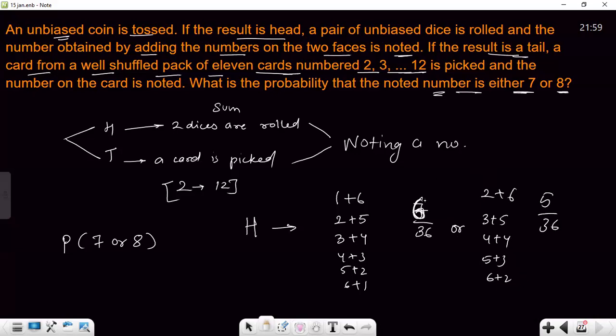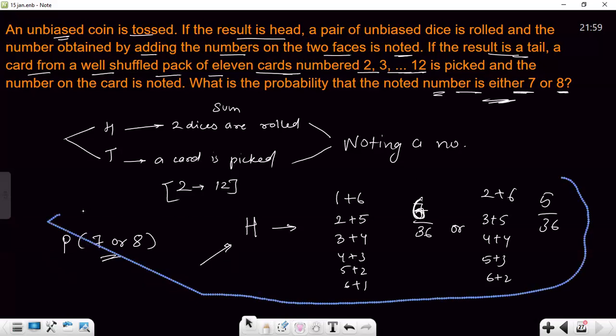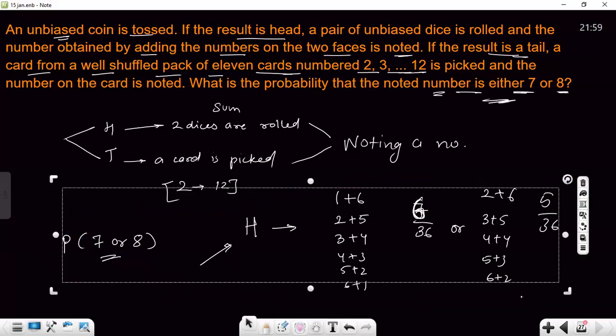Okay. So there we are reaching our last event, that is getting a 7 or 8. So this is the one occurrence of event in which the sum can become 7 or 8. Or what if tail comes? Okay, so let's discuss that scenario in the next page. Let's bring it to the next page.